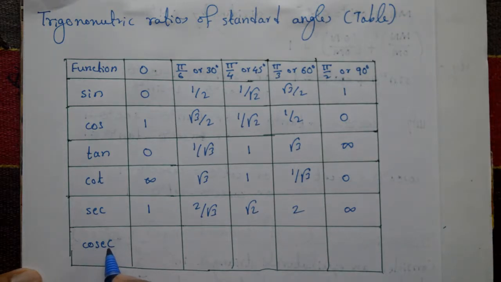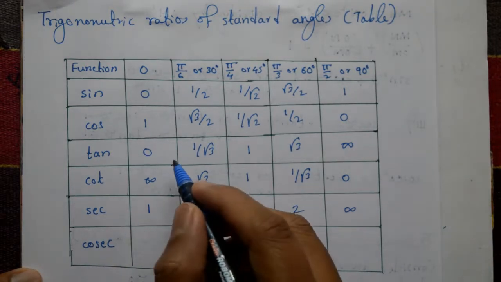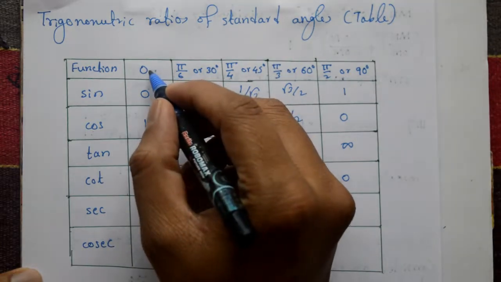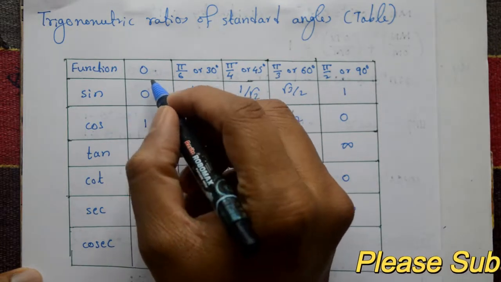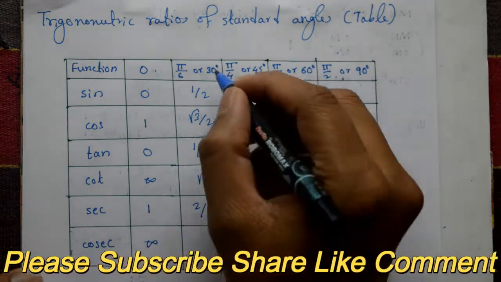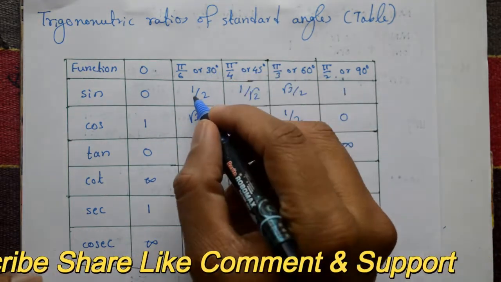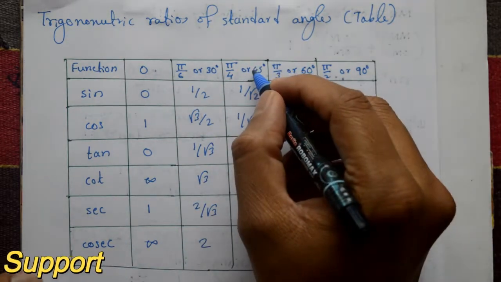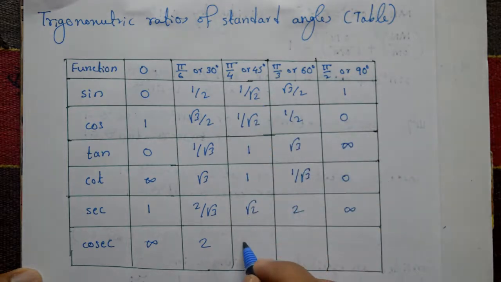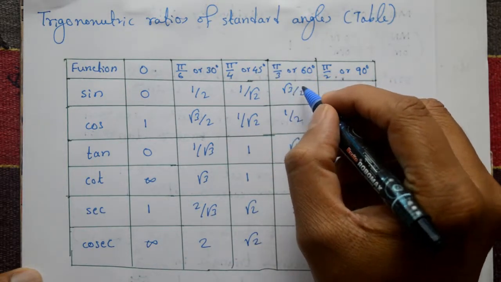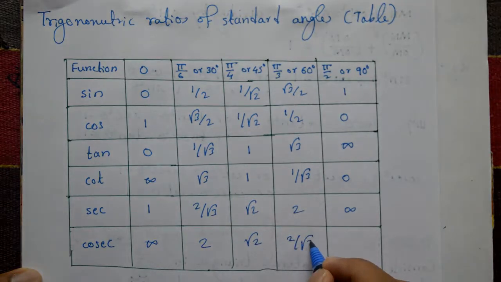Next is cosecant. Cosecant means 1 by sine. Cosec 0 is 1 by sine. 1 by sine is what? 1 by 0. 1 by 0 is infinity. Cosec 30 degree is 1 upon 1 by 2, means 2 only. Cosec 45 degree is 1 upon 1 by root 2, means root 2 only. Cosec 60 degree is 1 upon root 3 by 2, means 2 by root 3.